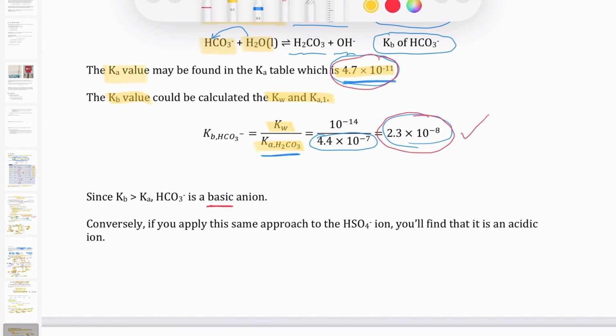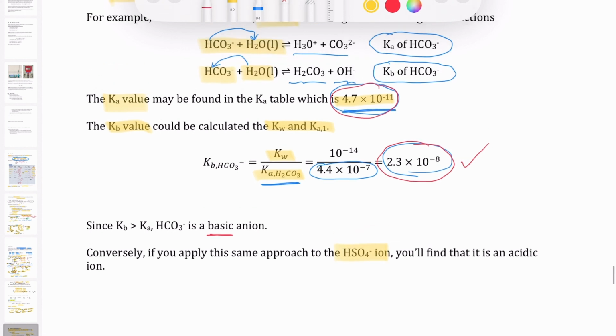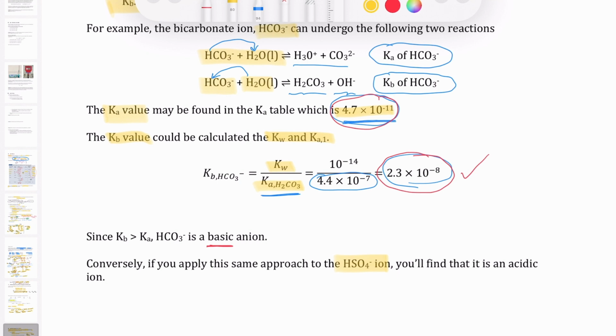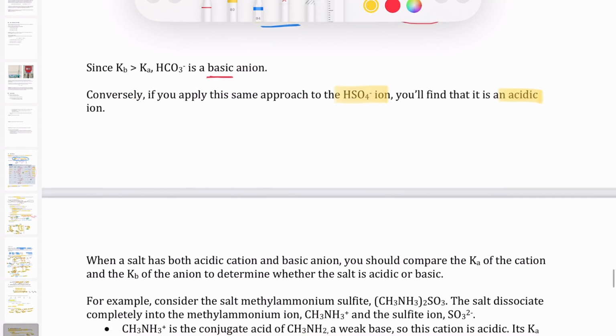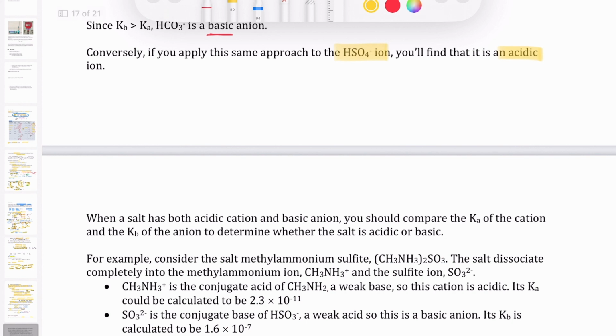So I'm just stating here that if you're doing exactly the same work that I just did for bicarbonate on the bisulfate ion, HSO4 minus, you'll find that this ion is actually acidic, because its Ka is larger than its Kb. So you want to go ahead and do that on your own and prove to yourself that that is indeed an acidic ion. So you have to be able to do that with any amphiprotic ions you have.